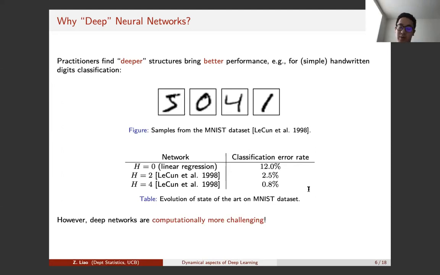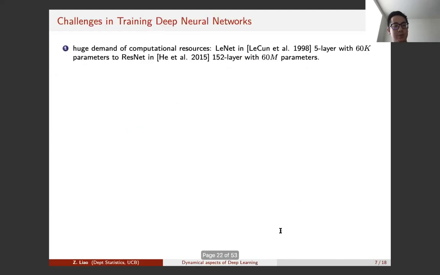So in fact, deeper structures always bring good performance, but in some sense, it's more challenging to find good models because the models are very, very huge. Precisely, about 20 years ago, LeCun introduced this LeNet, which is only 5 layers with approximately 60,000 parameters. And it's already pretty good for very easy tasks, for example, handwritten digit classification. But nowadays, things are much, much more complicated, and the networks are much, much deeper, because now we have, for example, more than 150 layers, and the number of parameters is really, really huge. It's more than 60 million parameters.